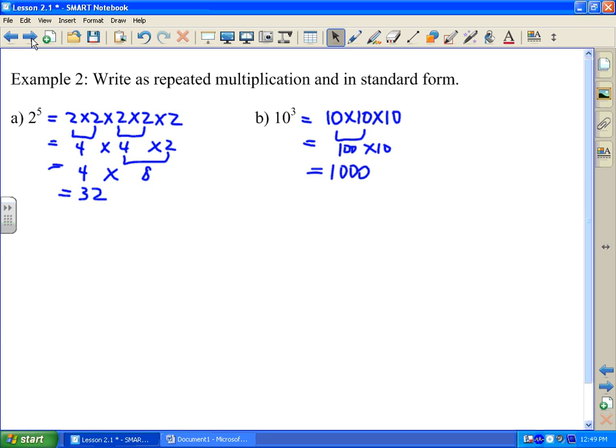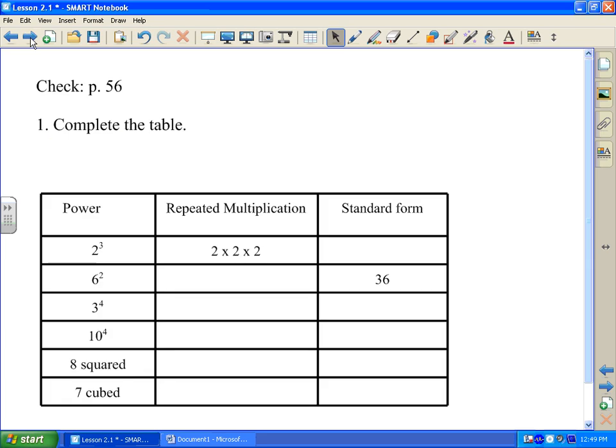Okay, so once again, let's go into the checkpoint. This one's on page 56. I'd like you to stop the video and fill in this table for me.